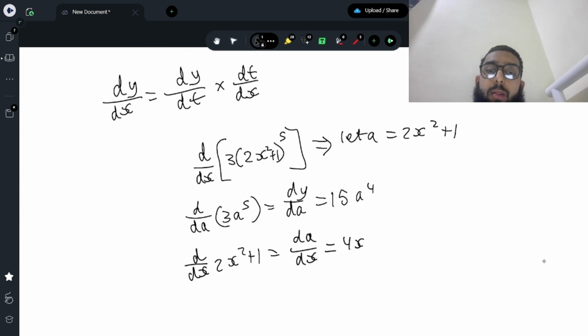So we can take dy over da, 15a to the 4, and a, if you remember, is just 2x squared plus 1, to the fourth power, multiplied by da over dx, which is 4x. And that is our answer.